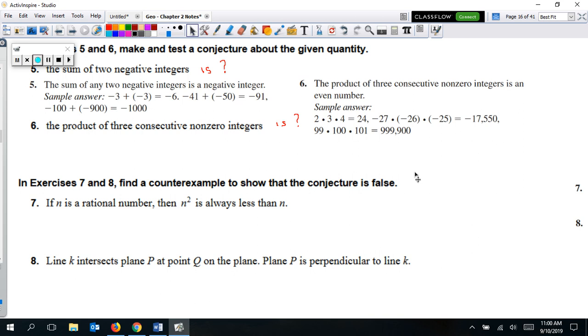So number 7, here is the statement. Here is the conjecture, we might say. Here is the inductive reasoning on 7. If n is a rational number, then n squared is always less than n. It's a strong statement. When they use the word always, it's every single time, it's always going to do this.